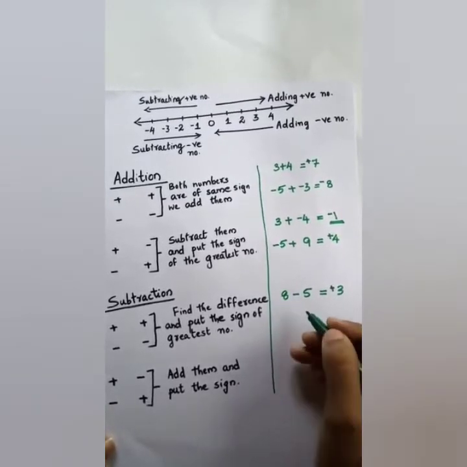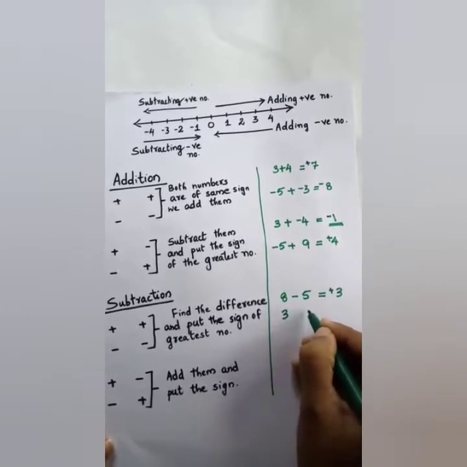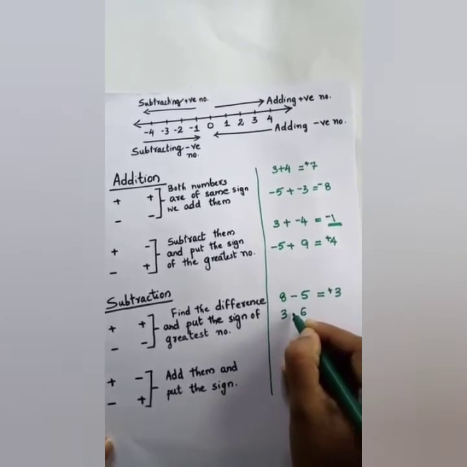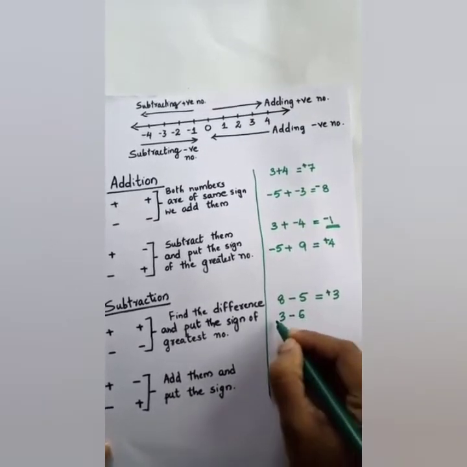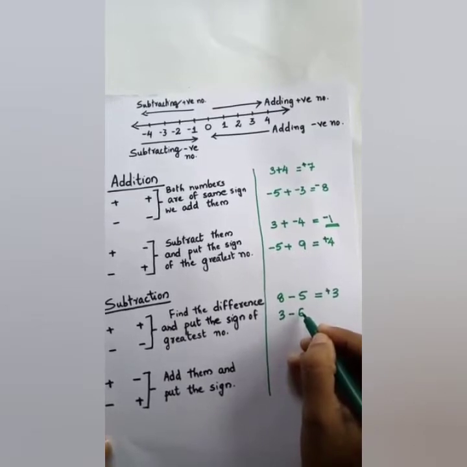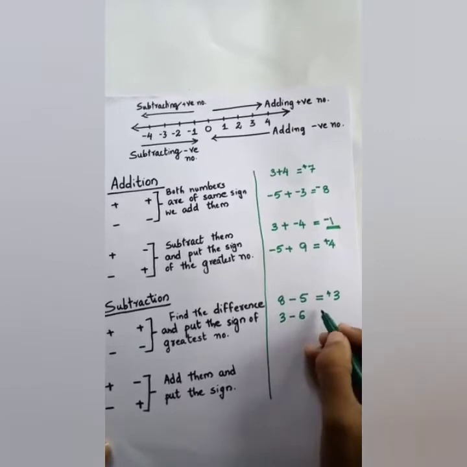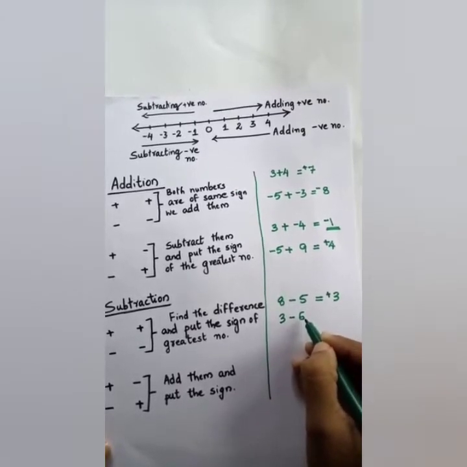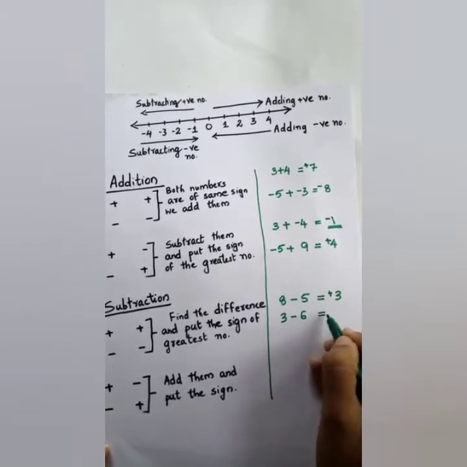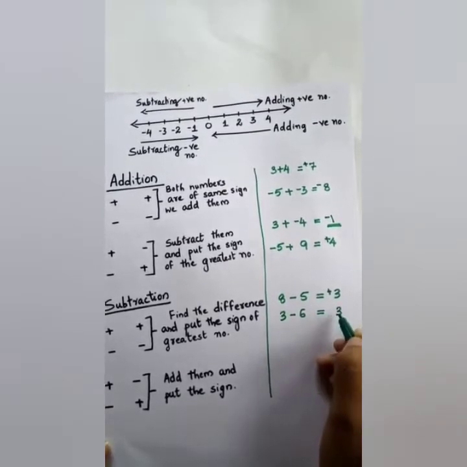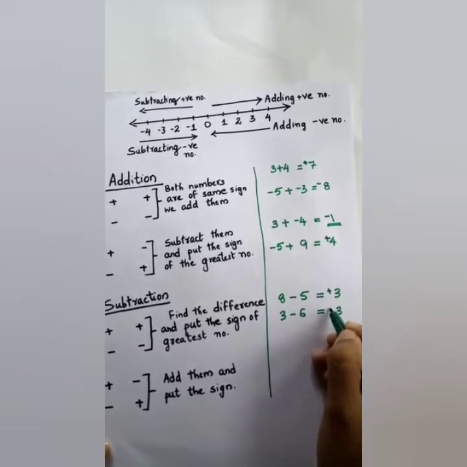Now check with another example. Consider the numbers minus 3 and minus 6. Here both of these numbers are of the same sign. So what do we have to do? We have to just find the difference. We will get the difference as 3 and we have to put the sign of the greatest number. It will be minus.